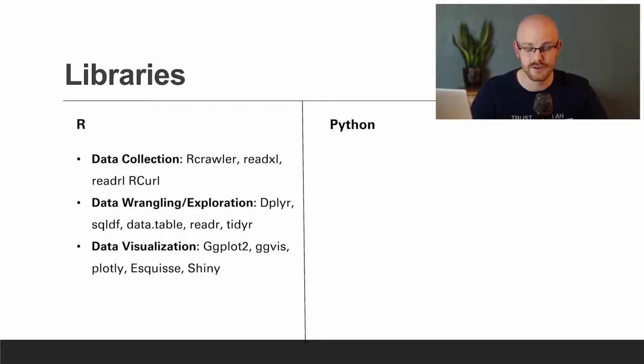For data collection, you can use things like rcrawler, readxl, readr, and rcurl. For data wrangling and exploration, there's dplyr, sqldf, data.table, readr, and tidyr. And for data visualization, there's ggplot2, ggvis, plotly, esquisse, and shiny.